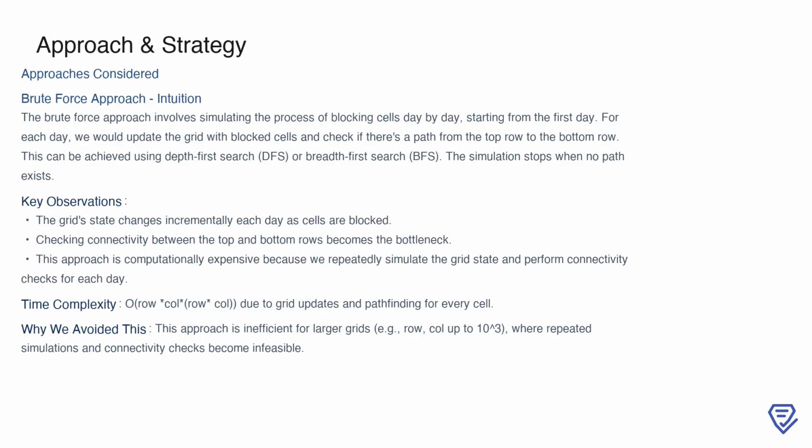First, the grid changes incrementally each day as cells are blocked, which means we need to repeatedly check the connectivity between the top and bottom rows. This connectivity check becomes the bottleneck in terms of performance. As a result, this approach is computationally expensive, especially for larger grids where the number of rows and columns can go up to 1,000. The repeated simulation and connectivity checks make it infeasible for such large inputs, as the time complexity grows quadratically with the size of the grid. Thus, while this approach is intuitive, it is not practical for larger grids due to its inefficiency.